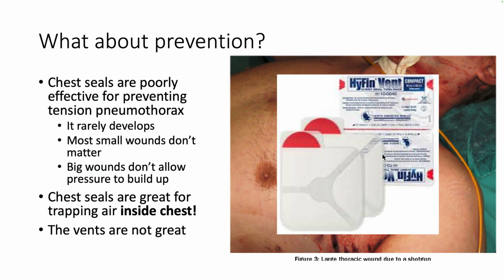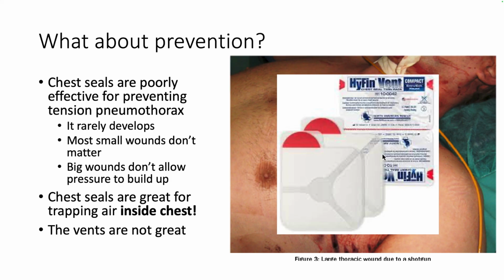So chest seals are poorly effective for preventing tension pneumothorax for a couple of reasons. First off, it's probably rarer than we think it is. Also, the smaller puncture wounds probably don't matter. They don't move any air. We cover them up anyway, right? It's not going to cause any problems.